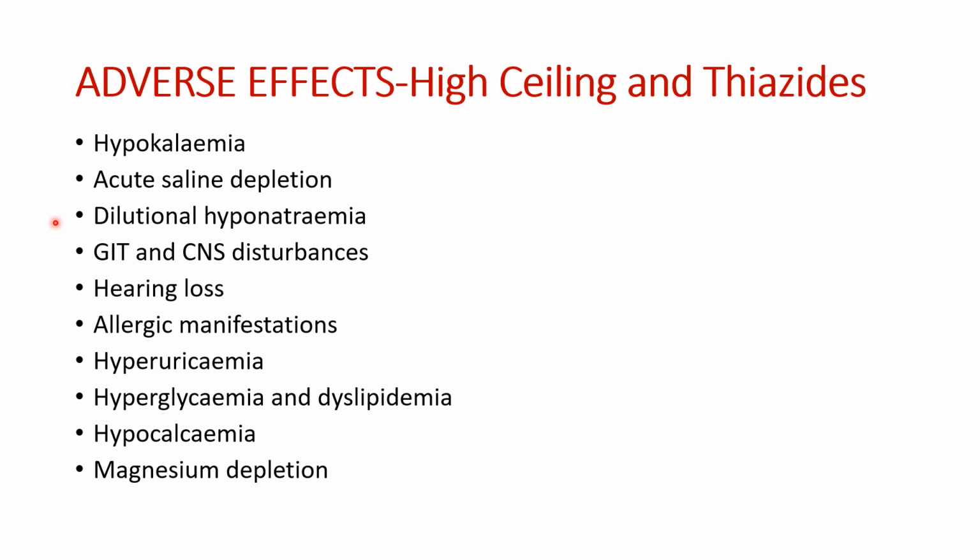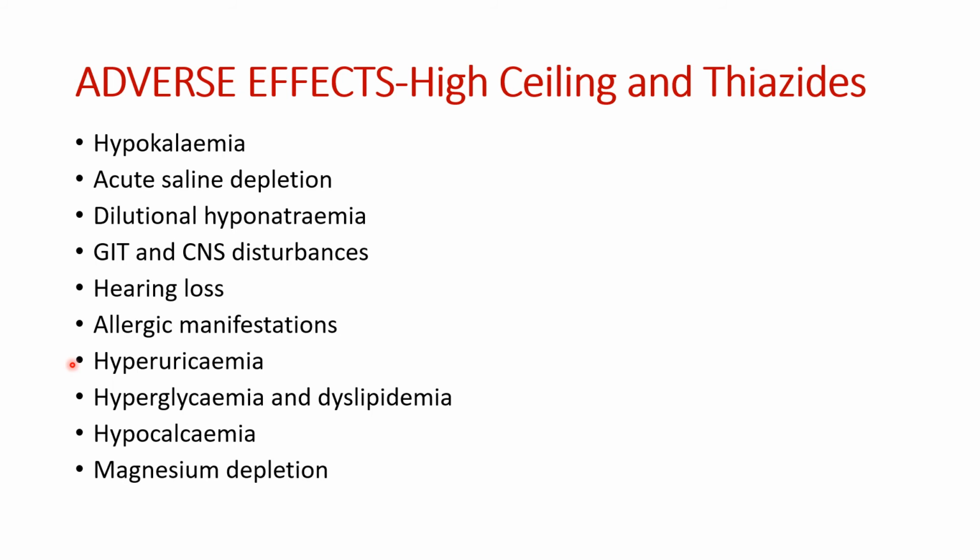Dilutional hyponatremia can occur because of a compensatory increase in the water reabsorption without adequate salt reabsorption. So this may lead to dilutional hyponatremia. Gastrointestinal disturbances like nausea, vomiting can occur, and CNS disturbances like headache, confusion and dizziness can occur. Hearing loss is due to disturbance in the electrolyte balance in the endolymph, and also due to damage to the hair cells. Allergic manifestations can occur. Hyperuricemia is due to inhibiting the organic anion transporter.